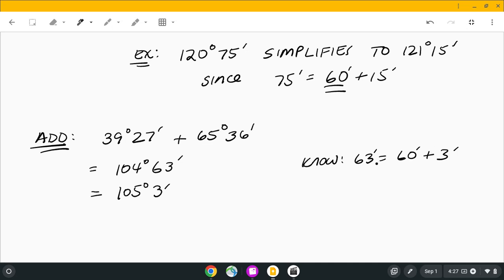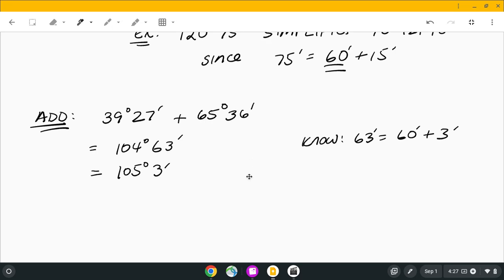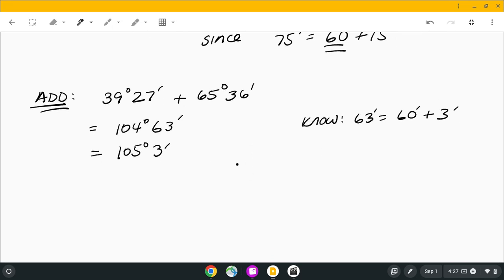Then you can go over here and figure out how many degrees we have in there. 60 minutes is 1 degree. So we add 1 here. But then we have 3 left over. Same thing with subtraction.